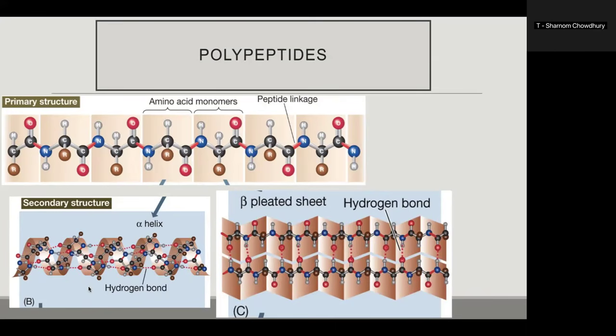And then any side chains, which are the R groups, project away from the core of the helix. Then beta pleated sheets are when hydrogen bonds form between the carboxyl and amino groups between the polypeptide backbones. What this does is that the arrangement stabilizes multiple chains of polypeptides into creating this sheet.